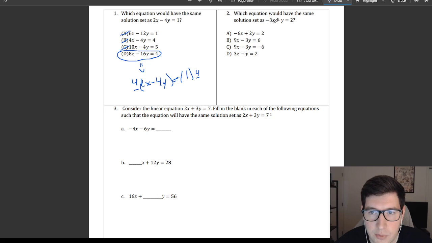So looking at this first one here, I'm going from negative 3x to negative 6x. Okay, so we're multiplying by 2. I have 2y, awesome, that checks out. Well, this should be equal to 4 if I'm multiplying both sides by 2. So I know that a is out.